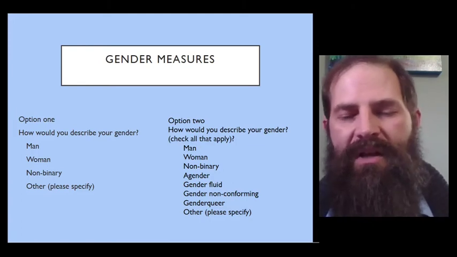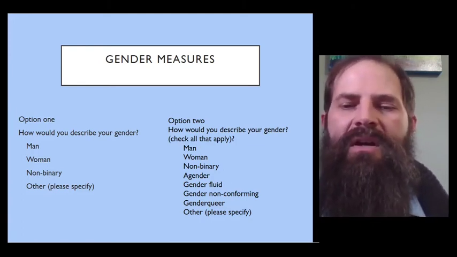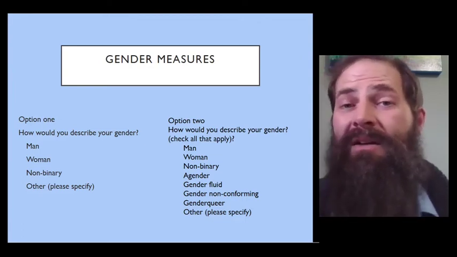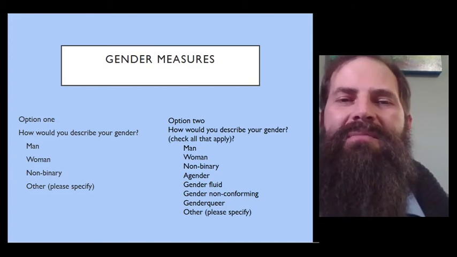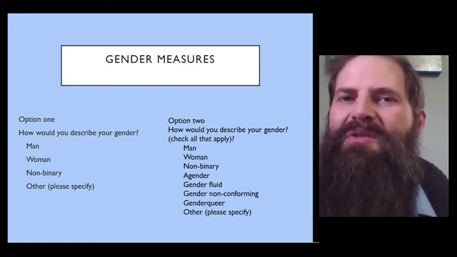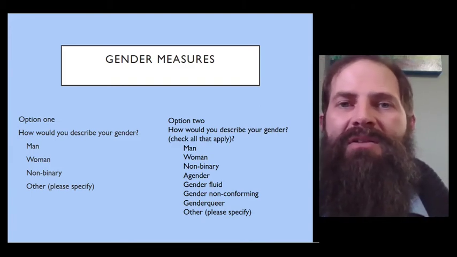Agender means that you aren't applying to a particular gender. Gender fluid means that you are not staying with a static gender. Gender non-conforming means that your gender and your sex don't necessarily line up, which also kind of is the definition of non-binary, but not necessarily. Again, I'm not an expert in those, so what I do is fall back on the experts like Dr. Buck to help me make sure that I use these.